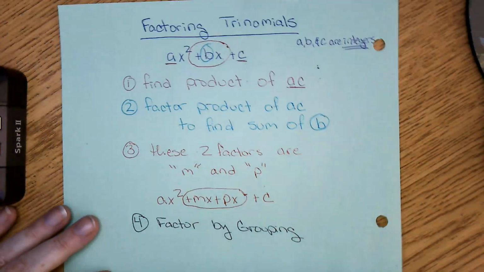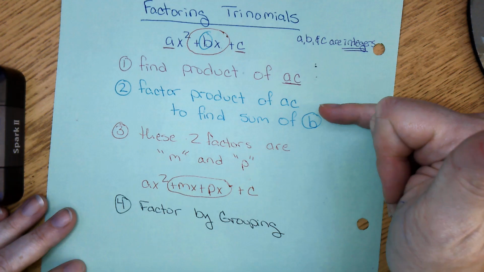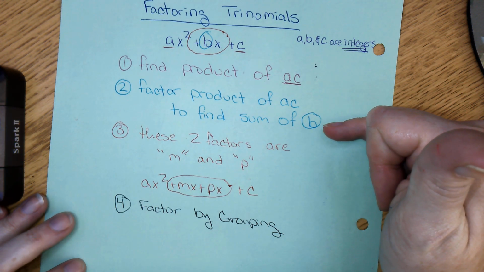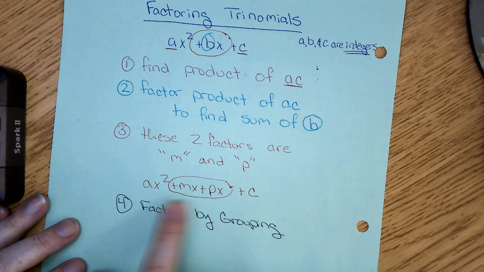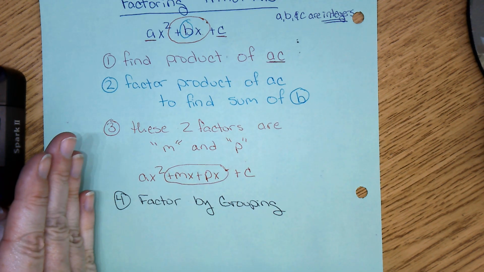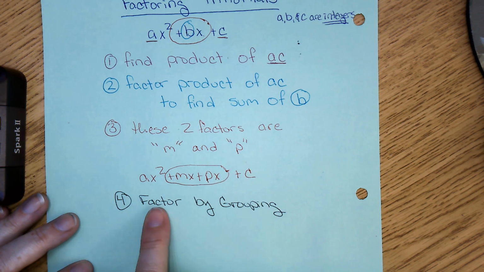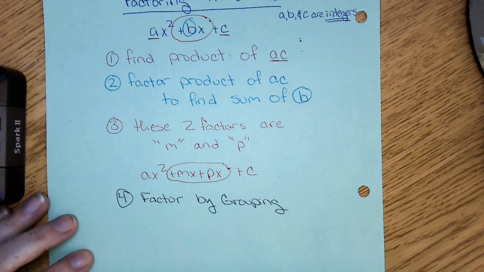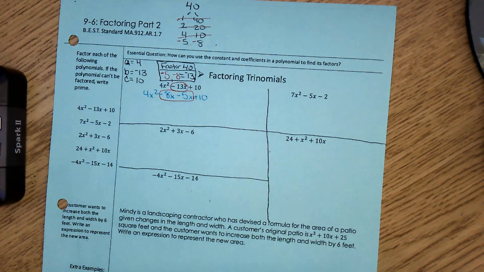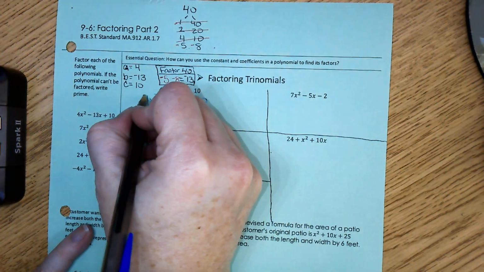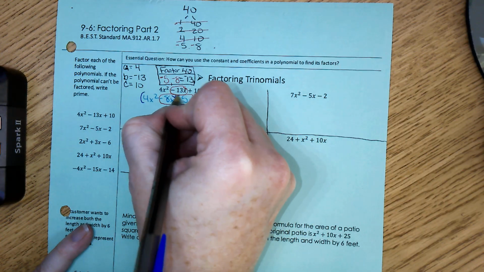So we found the product of AC. We factored the product of AC to find the sum of B. Those two factors became my M and P, and I strategically placed them so that way I can factor the most out of them. And now my final step is factor by grouping. Well, we factored by grouping in 9-5, so we have some practice with this. All right, so I have group 1, I have group 2, add them together.